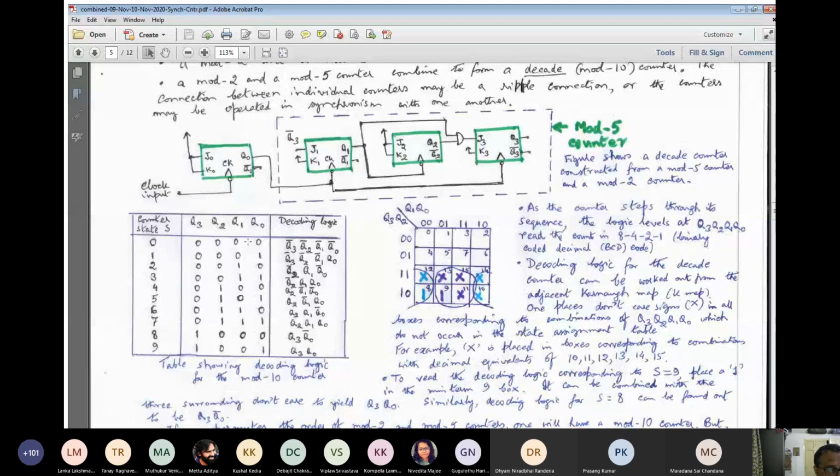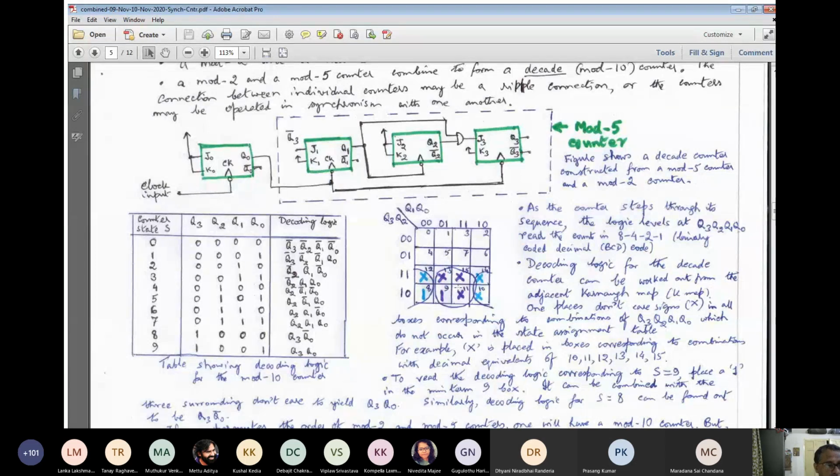So how to decode that? That means each decoding logic is nothing but a function of 4 Boolean variables. What are the 4 Boolean variables? Those are the states of the 4 flip-flops. So in order to decode the states of the counter, what we do is draw a 4 variable Karnaugh map, where Q0, Q1, Q2, Q3 are the principal variables for the 4 variable K-map.